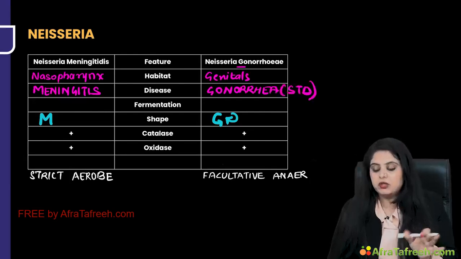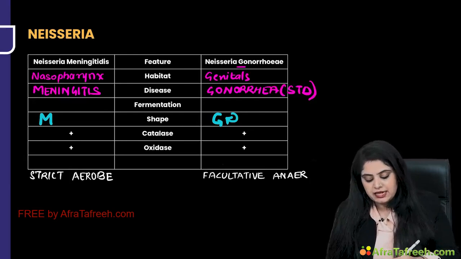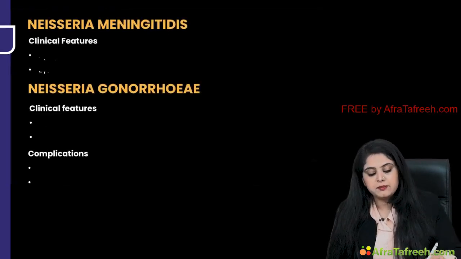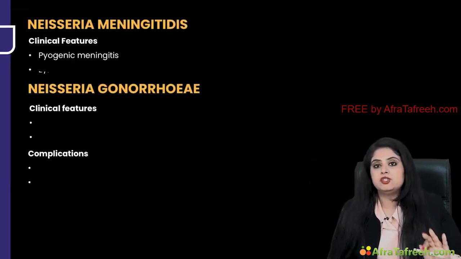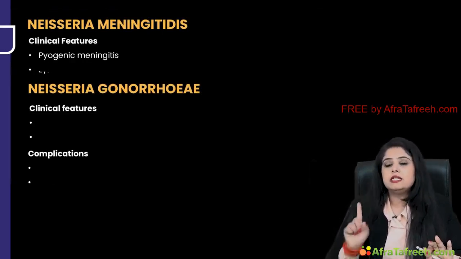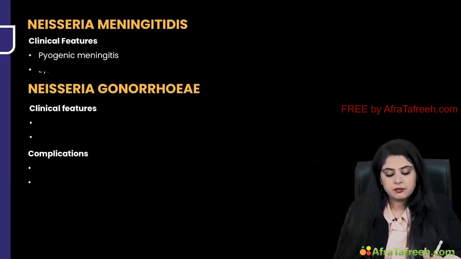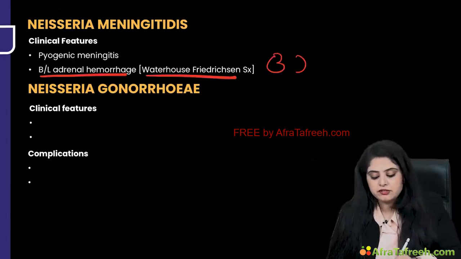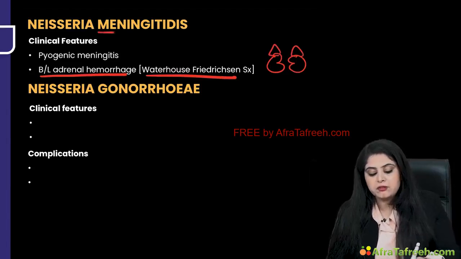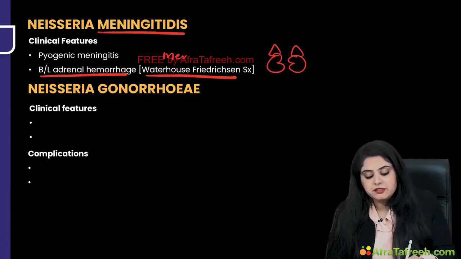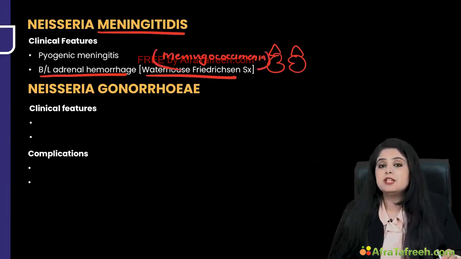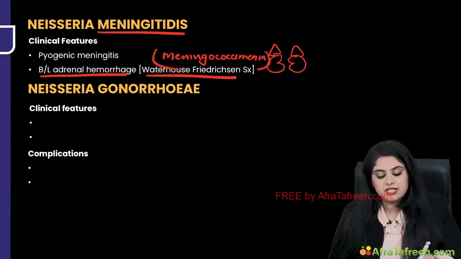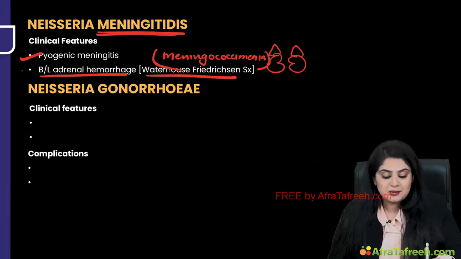I want to elaborate on this a little. Please note that Neisseria meningitidis causes something known as, agreed with you, meningitis, but does it cause something in the adrenal glands? Bilateral adrenal gland problem. What is that? Bilateral adrenal hemorrhage called Waterhouse-Friderichsen syndrome. We all have studied it is because of meningococcemia. This is what will be written in the paper. It is because of meningococcemia. So remember, bilateral adrenal hemorrhage, Waterhouse-Friderichsen syndrome. Meningitis, everyone remembers. This is what you have to learn.